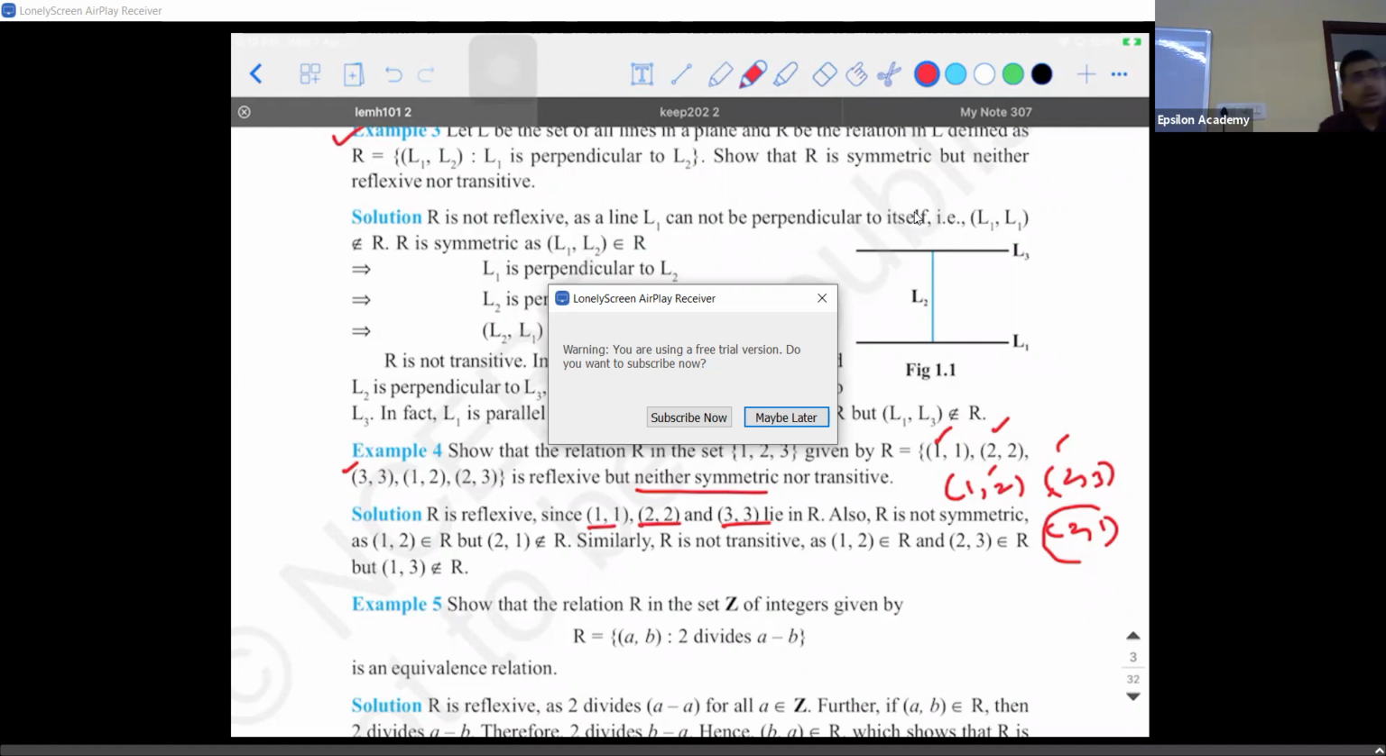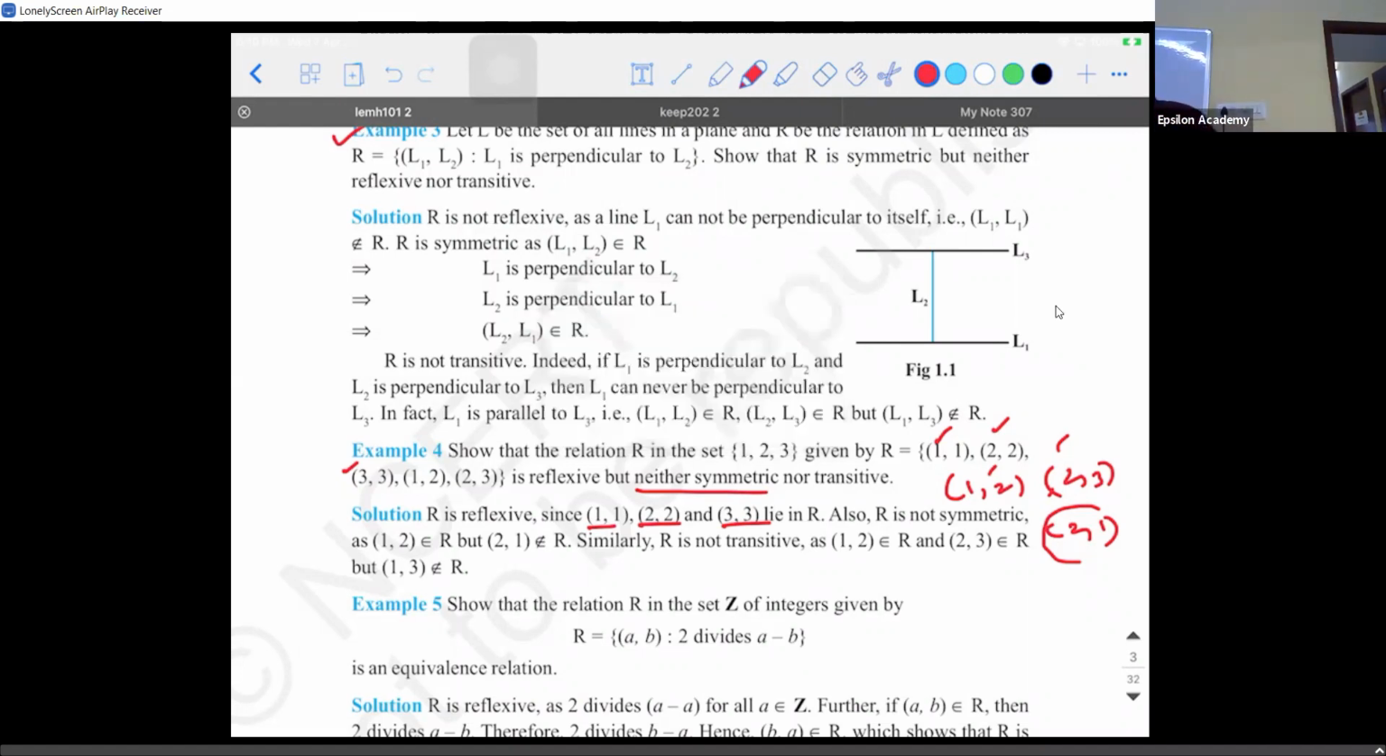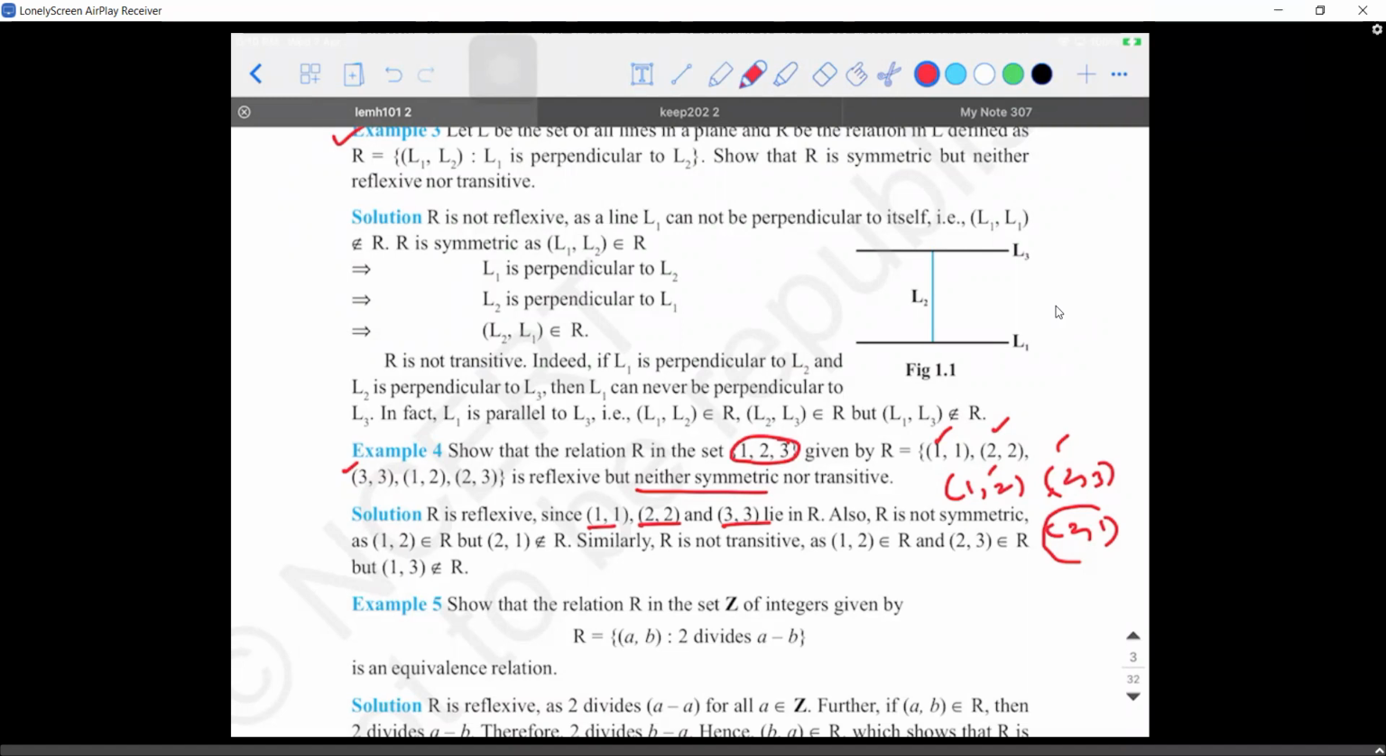It is still reflexive. It is not necessary that only these should be present. So suppose there are n elements in the input set, then for it to be reflexive, how many ordered pairs with the same input and output should you find? If there are n elements in the input set, for it to be reflexive, how many ordered pairs with the same input and same output should be found? There should be n of them, sir.